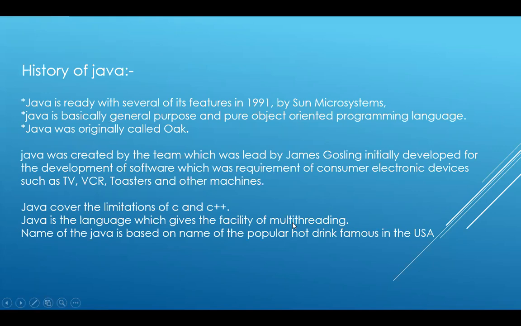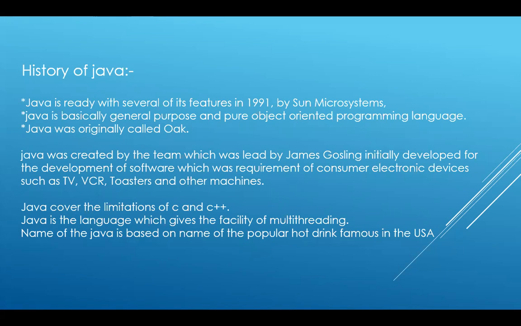Okay, let's go to the next slide. We cover a little bit of the history of Java: where Java comes from, what is Java? Java is a programming language, a high-level programming language that we can learn and make use of in today's life. Java was created with several features in 1991 by Sun Microsystems. There was a company in 1991 named Sun Microsystems that created Java.